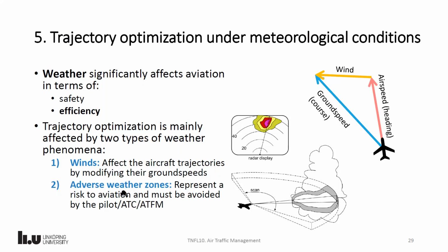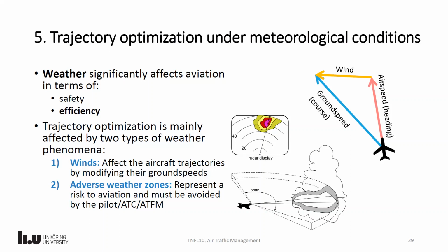First, we have winds. The winds affect the aircraft trajectories by modifying their ground speeds. Basically, an aircraft has two speeds. First, they have the airspeed, which is the speed of the aircraft with respect to the air, with respect to the mass of air that is surrounding the aircraft. That is what the aircraft feels, so to speak, what the engines are working against, what the density of that air is, the one that's feeding the engines. The velocimeter in the avionic panel is going to indicate that airspeed.